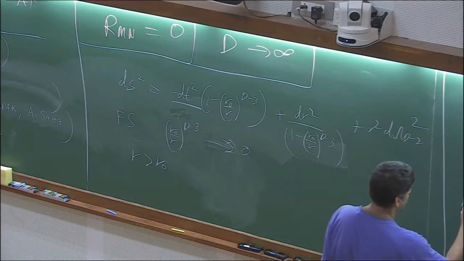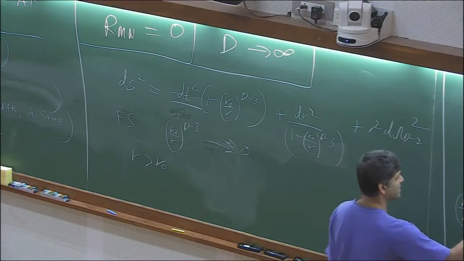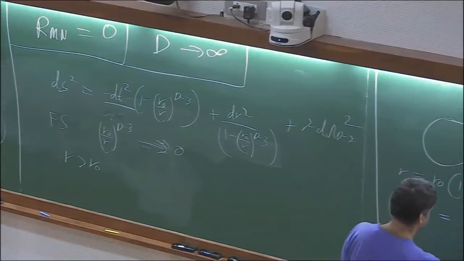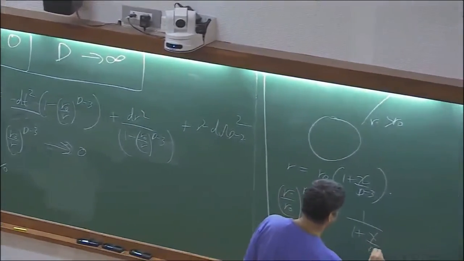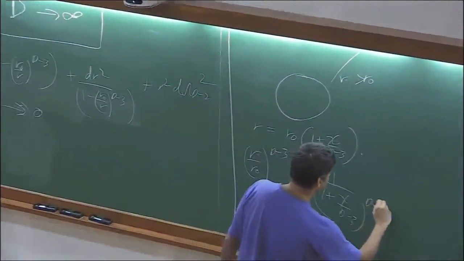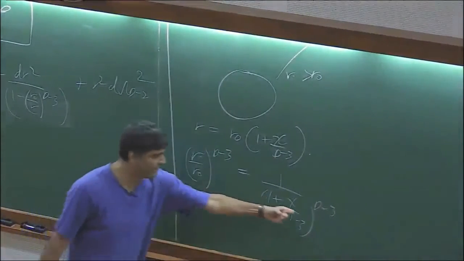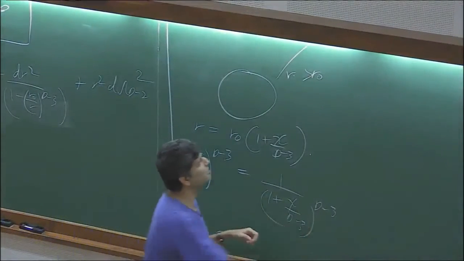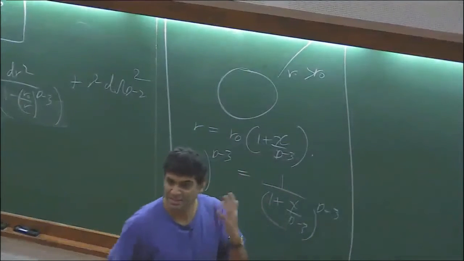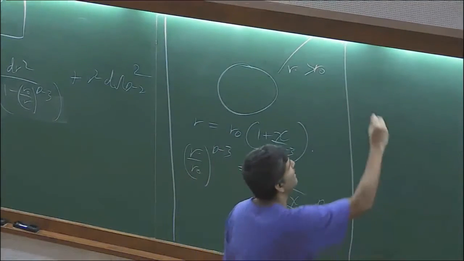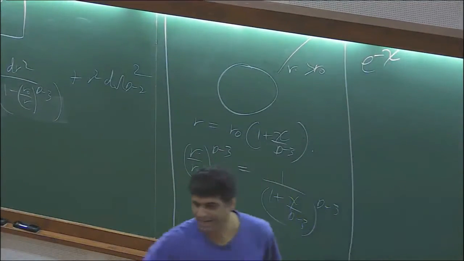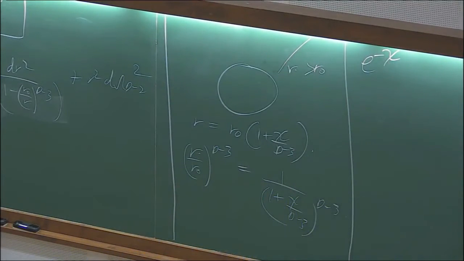Then (r/r0)^(d-3) is equal to 1 over (1 + chi/(d-3))^(d-3). And then you take the limit of large d, and that's probably the first limit you studied in your 11th standard, at least it was the first I studied. You get e to the power minus chi. Okay?